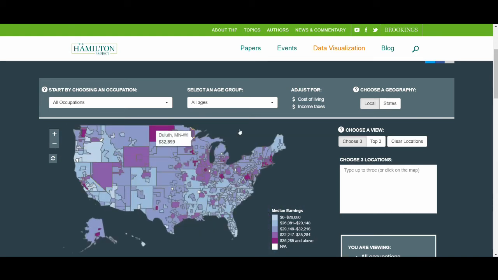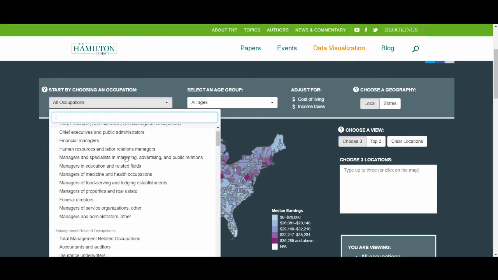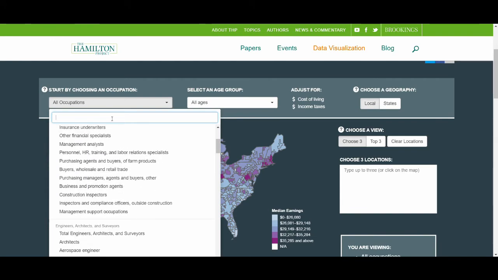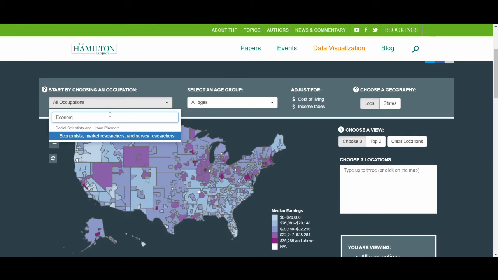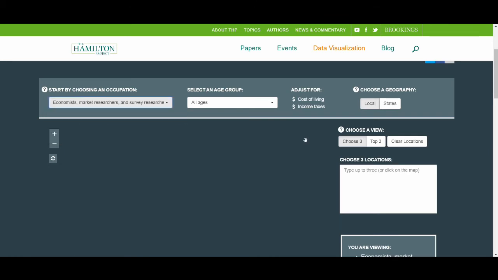So we already know now that cost of living can make a difference in the consumption power for a household, which implies that the consumption power of households is going to vary across the country. It's going to vary by geography. Let's also think about occupation, though. So, for example, we saw the median earnings for all occupations, but what if I was, for example, to put in economist? So economists, market researchers, and survey researchers, what do their median earnings look like?